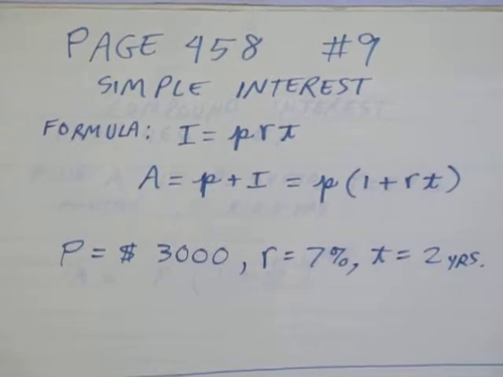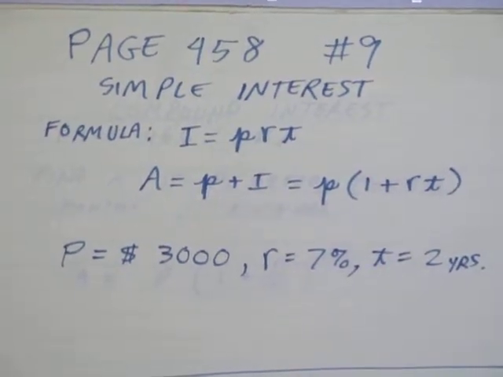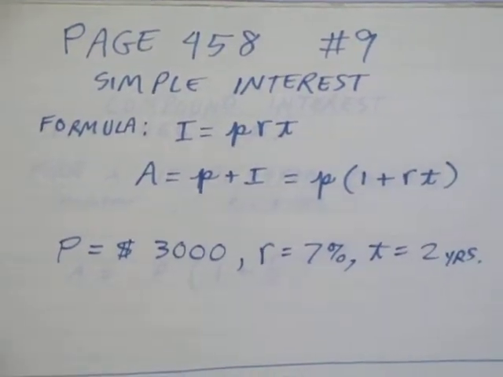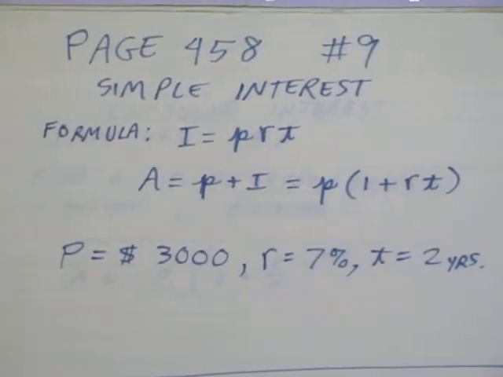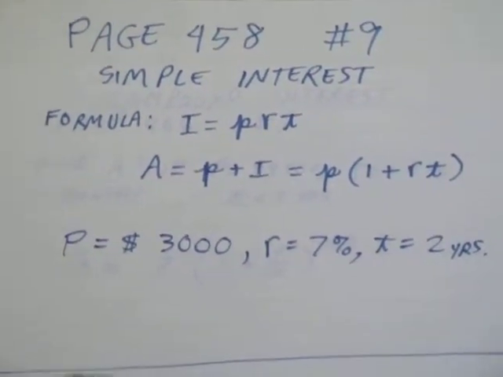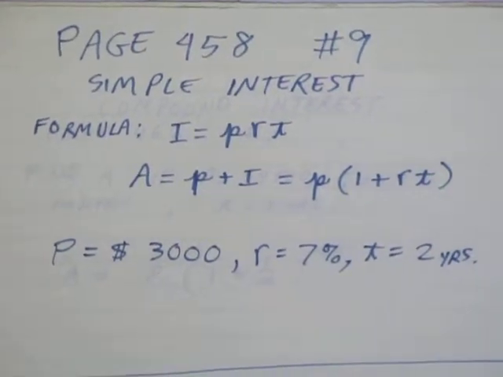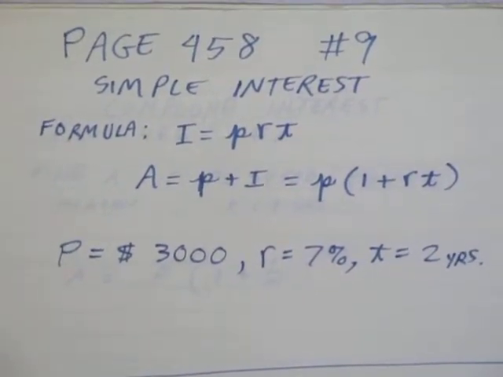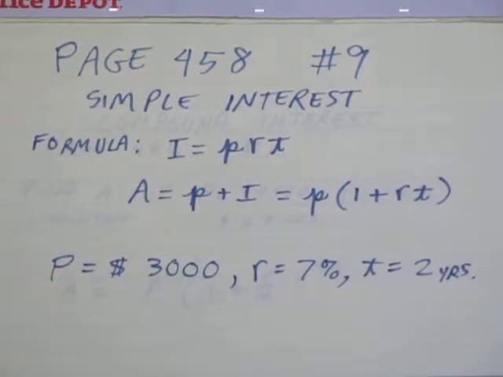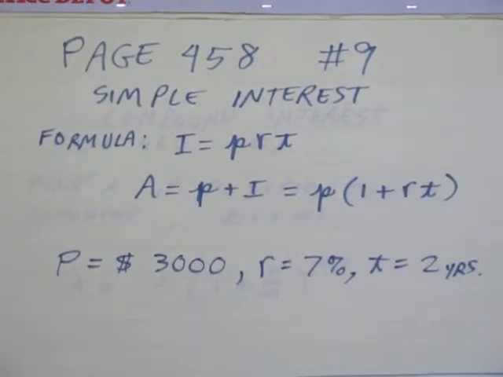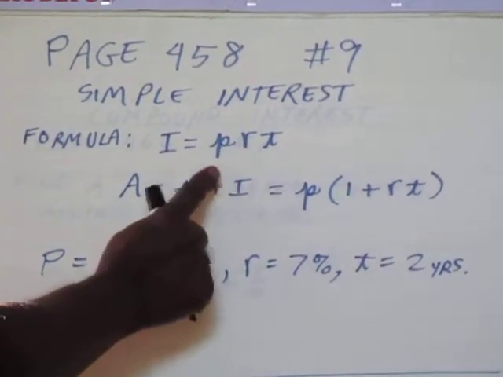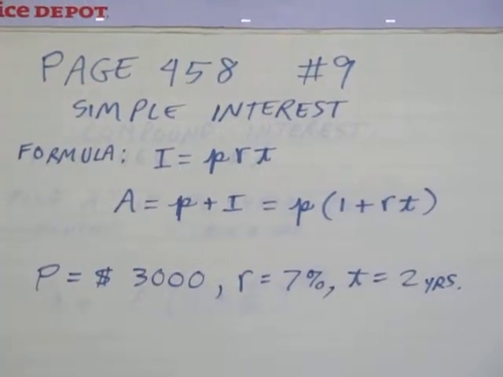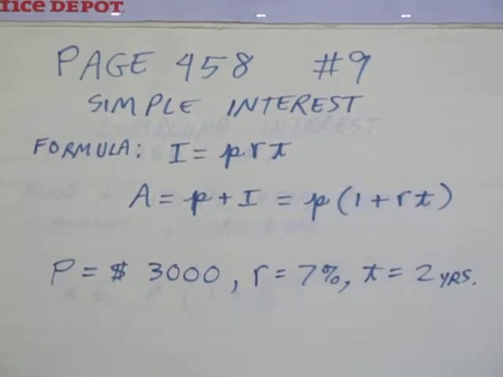Now, on page 458, problem 9, we would like to compute the interest and the amount in the account when the principal is $3,000, the rate of interest is 7%, and the time is 2 years. Well, we're simply going to plug into our formula to compute the interest, and then we'll add the principal plus the interest.